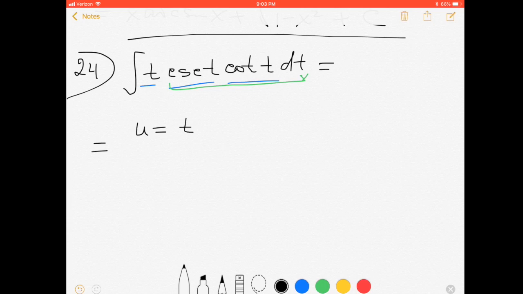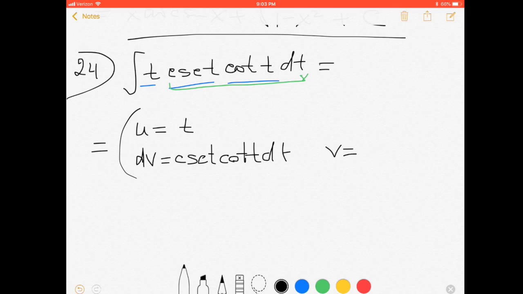Let u be its polynomial part, t. And dv will be all this long cosecant t cotangent t dt. Because it's v here, you can remember the table of derivatives and easily see this is the derivative of cosecant, only you don't have the minus. This means the antiderivative will be negative cosecant t. Do you see dt here? No problem. Okay, right.